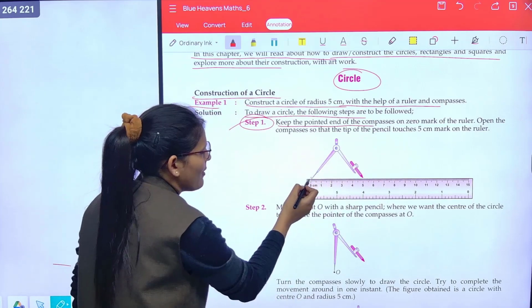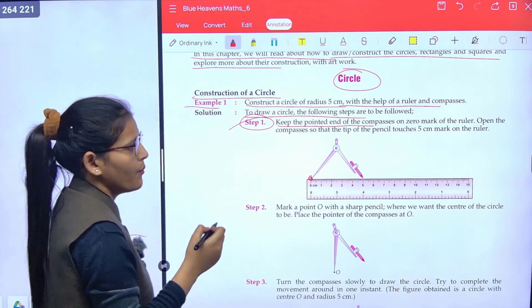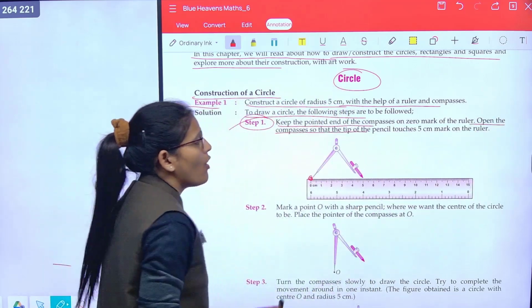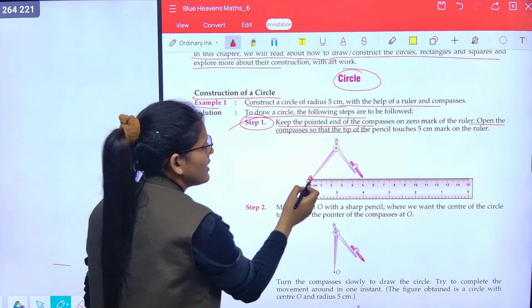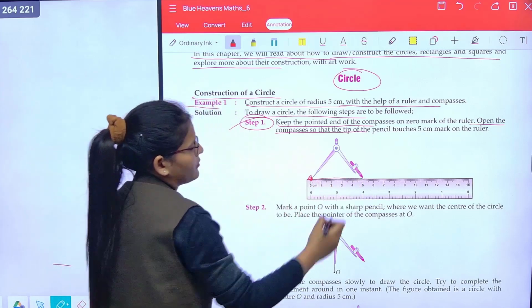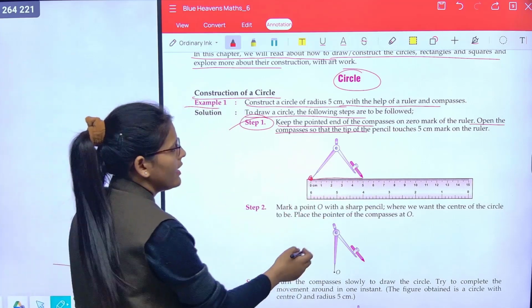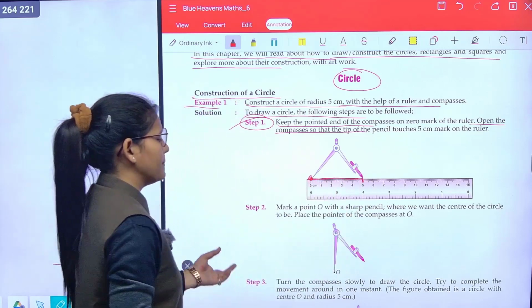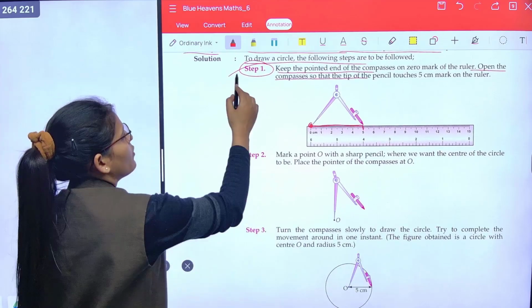As you can see here, पहले अपने compass को यहाँ पर रखेंगे, उसकी needle को, and then open the compass so that the tip of the pencil touches the 5 centimeter mark on the ruler. मीन्स हम उसको इतना मेजरमेंट करेंगे. ये क्या था हमारा स्टेप नंबर 1.